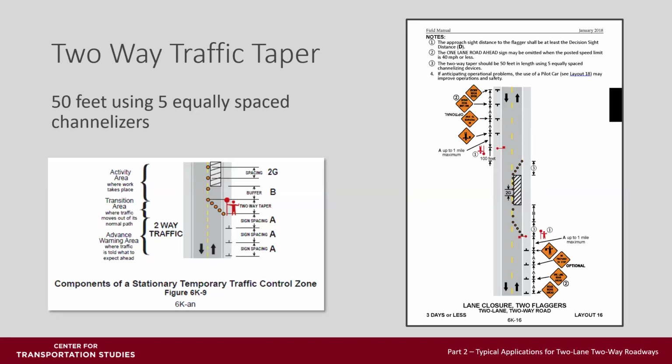On two-way roadways, taper is not shown in the table since it's always the same and is not based on the speed of the roadway. Two-way traffic tapers are always 50 feet using 5 equally spaced cones. Notice there's the 3 along each one, and that's shown in note number 3 of the layout.